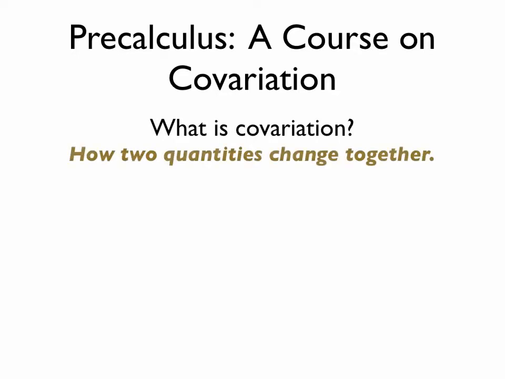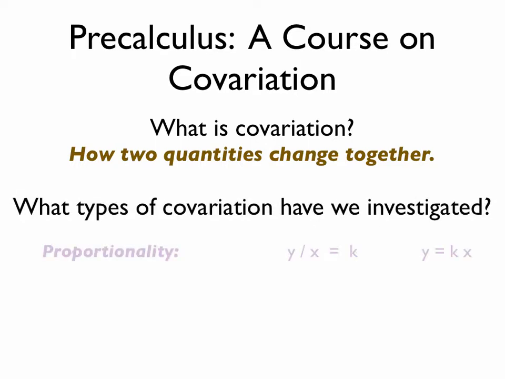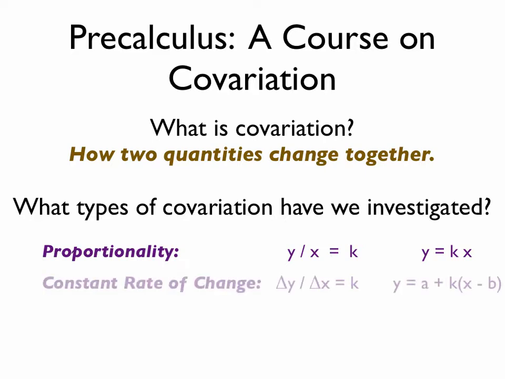How they change together. And that's really what we've been doing so far. Everything we've done so far has been about that. We could say proportionality is how do x and y change together? They change together such that the ratio of the two quantities is constant. y over x equals k. That's a way in which two quantities change together. We talked a lot about constant rate of change, where the ratio of changes in y to changes in x stays constant.